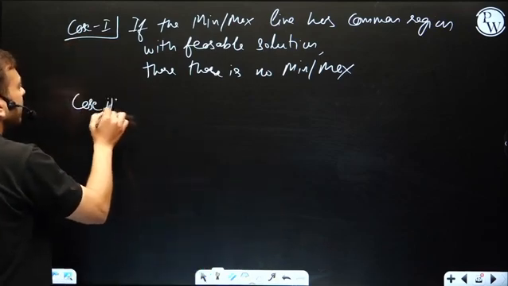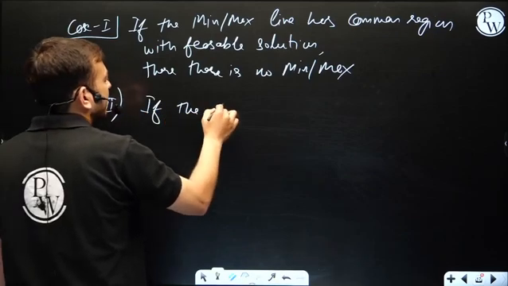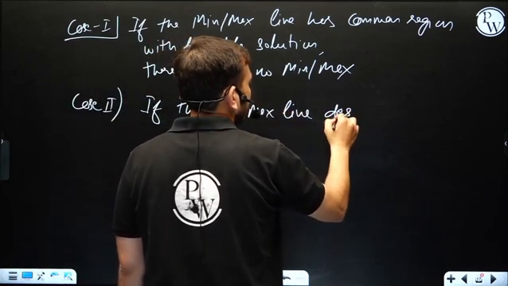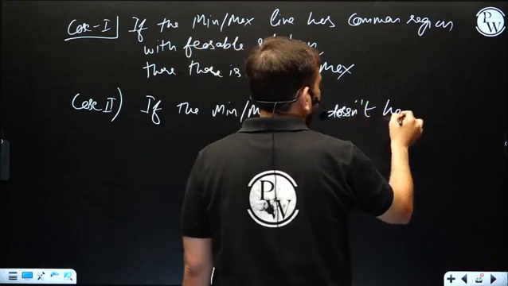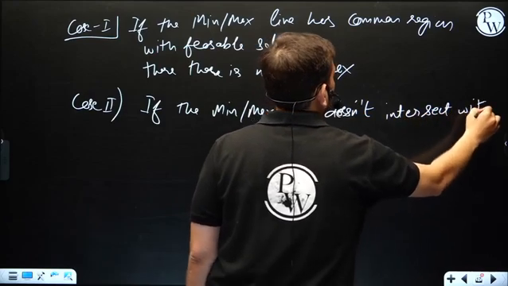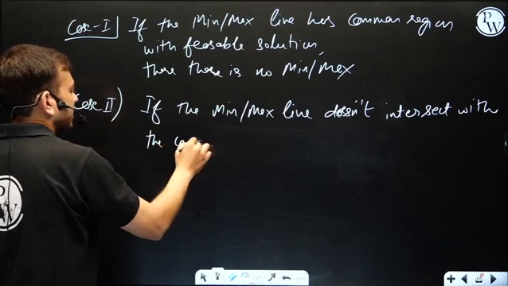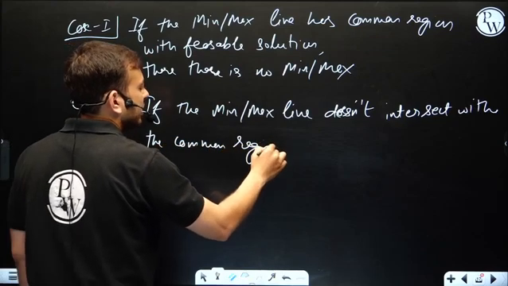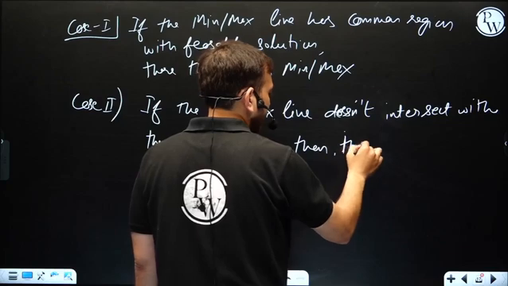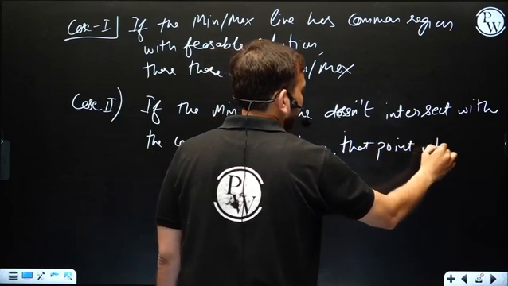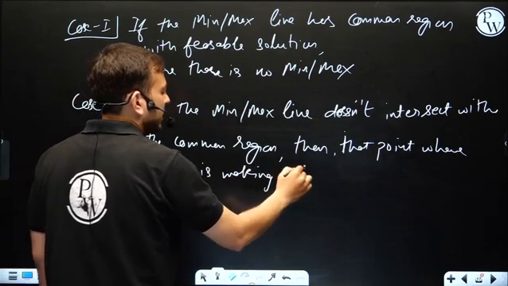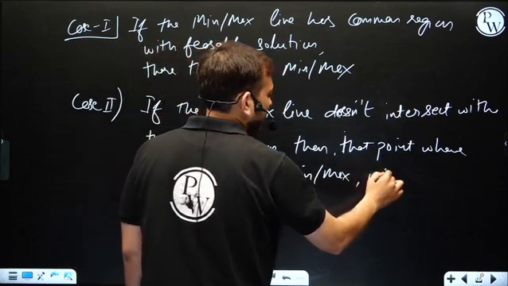But if the minimum or maximum line doesn't intersect with the common region, then that point where it is making the minimum or maximum will be your solution.